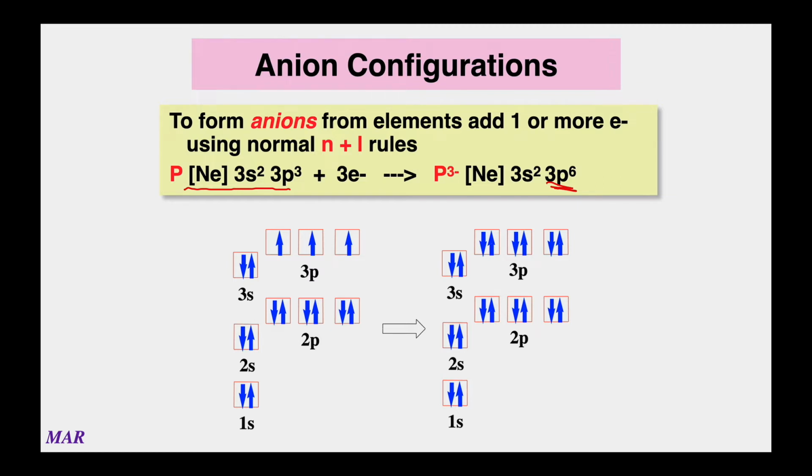Notice how we went from a paramagnetic atom to a diamagnetic anion. A lot of the common anions and cations are actually going to be noble gas configurations and diamagnetic, which is kind of cool. So if you're making an anion, just add the electrons as if it was normal. Just add them using normal n plus l rules and you're good to go.